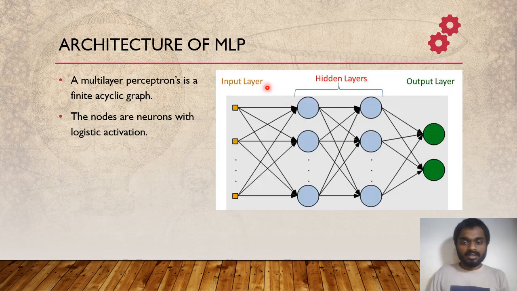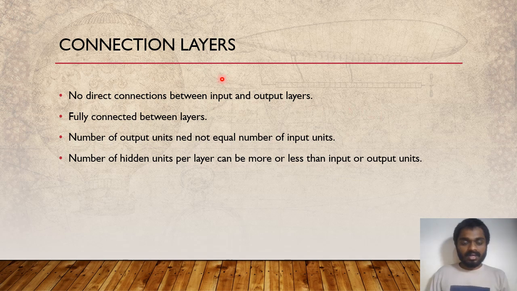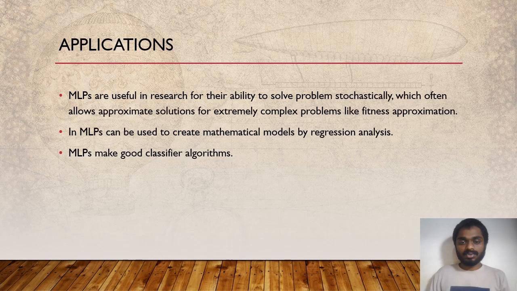This is the architecture of MLP. MLP is a finite acyclic graph, and the nodes are neurons with logistic activation. Let's see about the connection layers in MLP. There is no direct connection between the input and output layers. The layers are fully connected. The number of output units need not be equal to the number of input units. The number of hidden units per layer can be more or less than the input or output units.